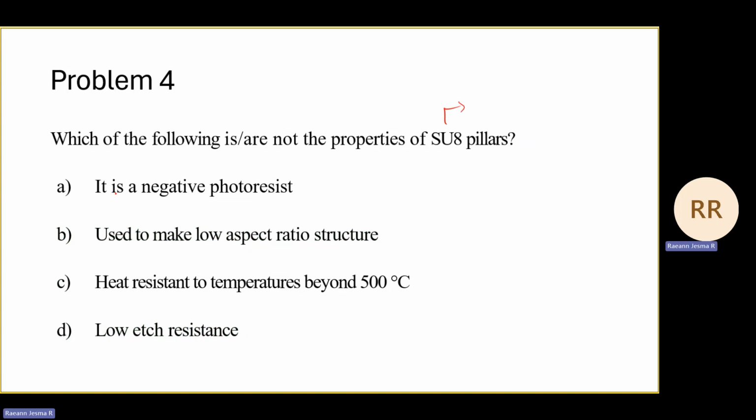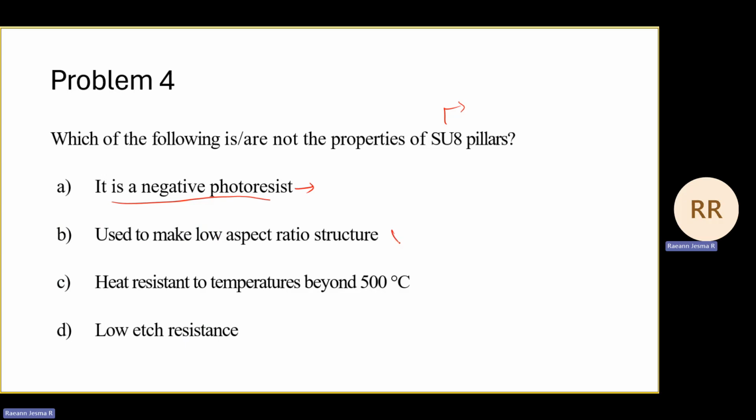So first, we know that SU8 is a negative photoresist, right? So what happens in a negative photoresist? The exposed regions will get cross-linked, and they will remain, while the unexposed regions will get washed away. Then the second option mentions that it is used to make low aspect ratio structures.